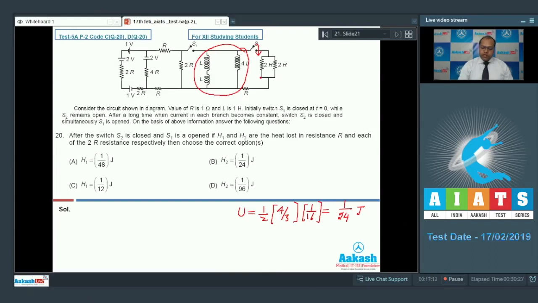Now the equivalent of these two resistances is R. So this stored energy is dissipated in this resistance R as well as in this resistance R. So we can say that the heat dissipated H1 through resistance R is half of U. So it comes out to be 1 by 48. And now the heat dissipated in 2R is again 1 by 2 of 1 by 48. So it comes out to be 1 by 96. So options A and D are the correct answer. So the correct answer for question number 20 is options A and D.